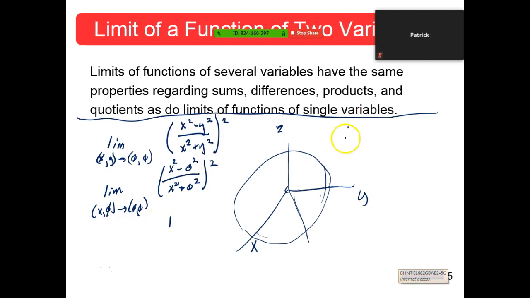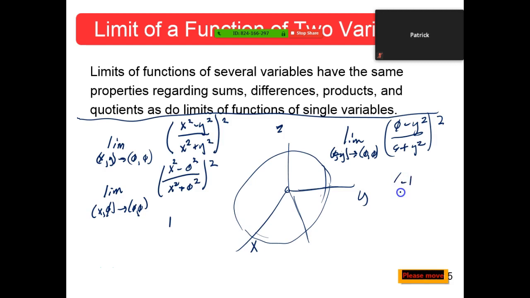But if you do it the other way, the limit as (0, y) is approaching (0, 0), then this would be 0 minus y squared over 0 plus y squared. Now the problem here is the square. That would be a minus 1, but then you're still squaring it, so that's still a 1.